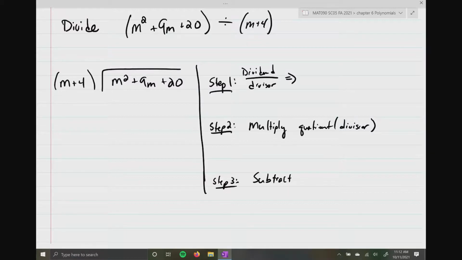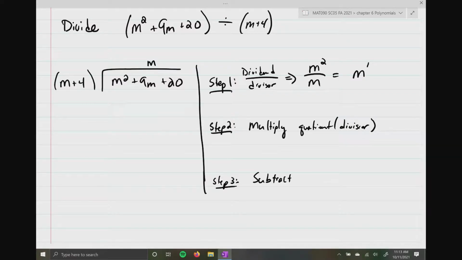All right. Now, here comes the fun part. Step one, we take the first term in the dividend, which is m to the second power, and we're going to divide it by the first term in my divisor, which is the letter m. That's going to give me m to the first. I take that result and I write it directly above. So step one is done.